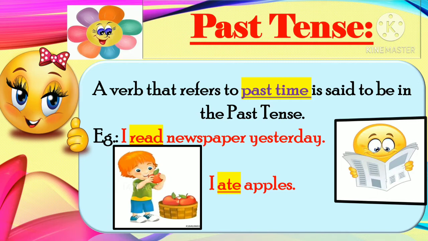Let us look at the second example. I ate apples. Here, the verb ate is in the past tense. This particular sentence expresses the action that was already completed. Here, in this particular sentence, the action of eating apples was already done. Hence, the sentence is said to be in the past form because the verb is in the past tense.